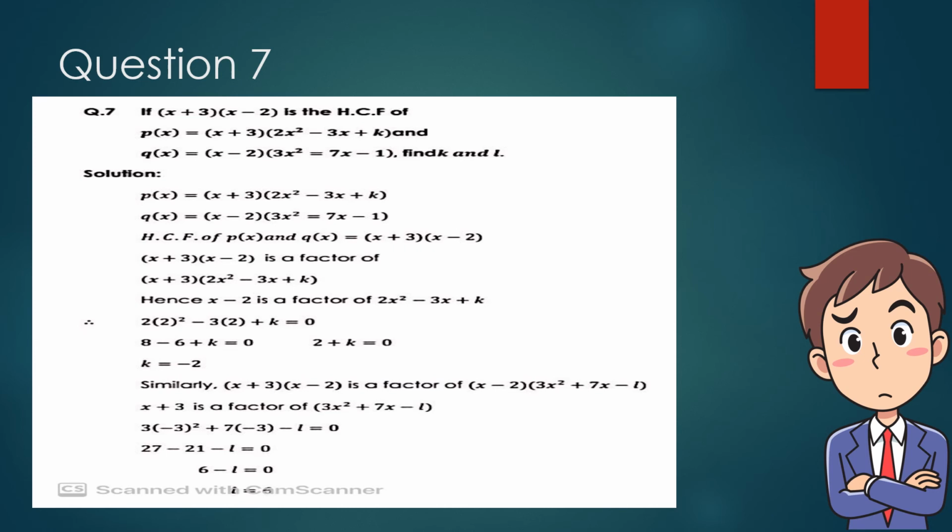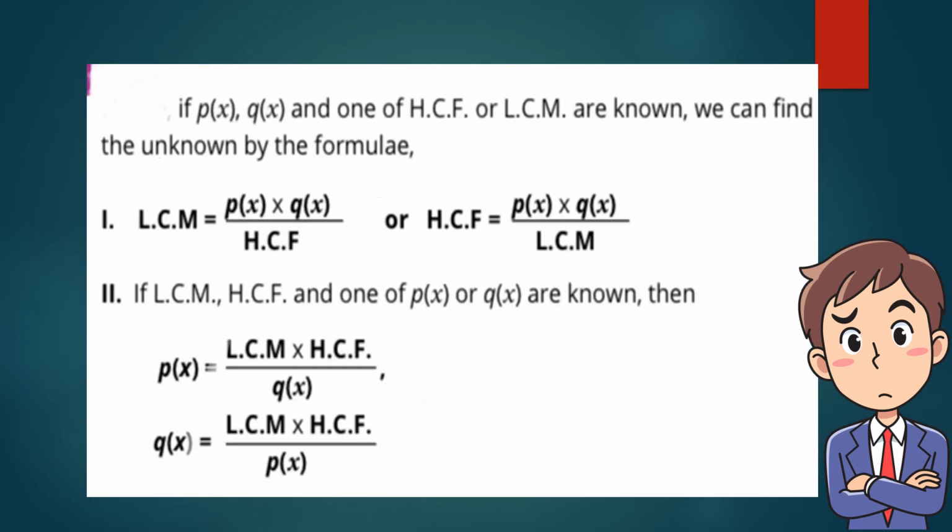So in question number 7 we have x plus 3 x minus 2, the HCF of p of x and q of x. So it will be quite similar to question number 6. You will do it yourself. Now for the relationship between HCF and LCM, we can write LCM is equal to p of x into q of x divided by HCF. From this formula you can find LCM. And similarly we can write HCF is equal to p of x into q of x by LCM. From the following formulas you can find HCF, p of x and q of x.